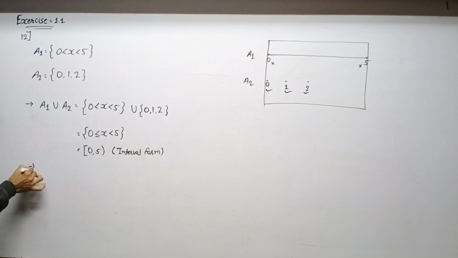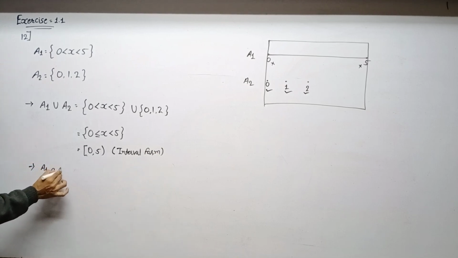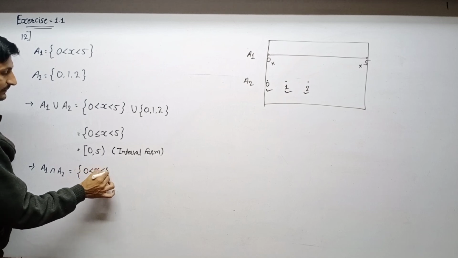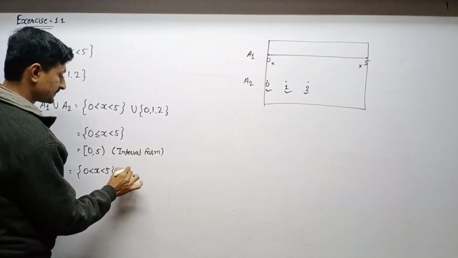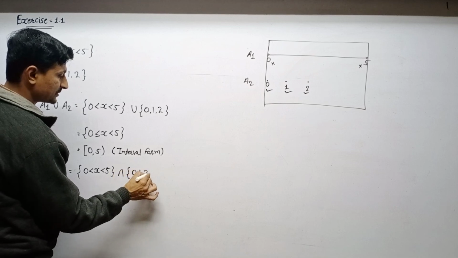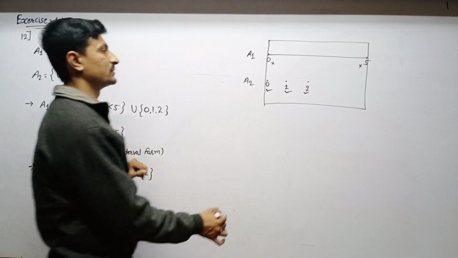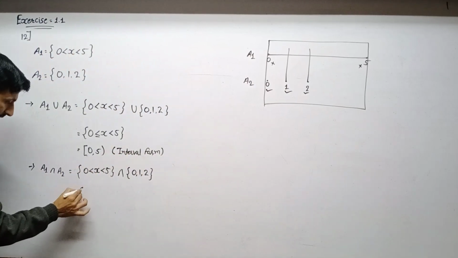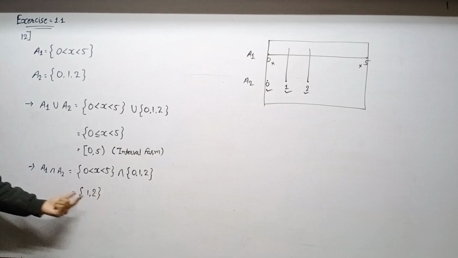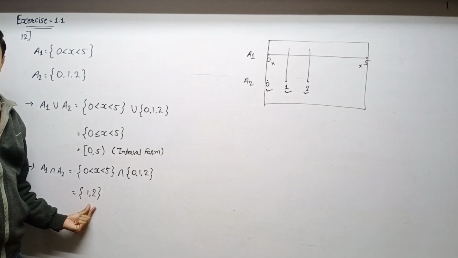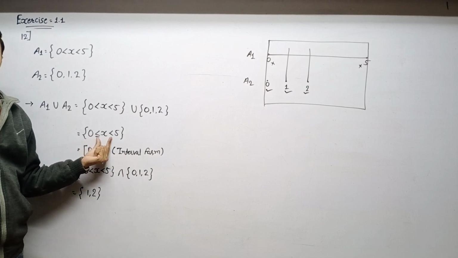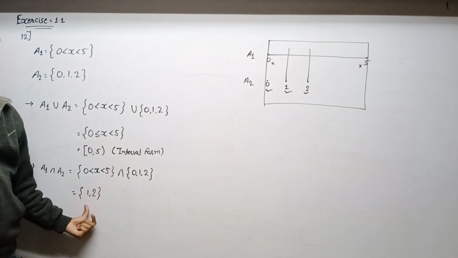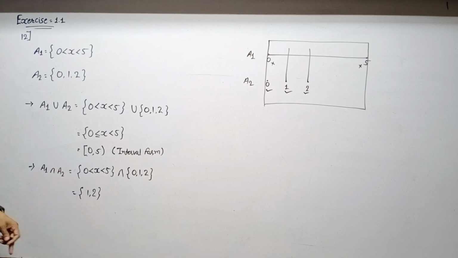Now second, find out the intersection A1 intersection A2. Write the members of set A1, 0 less than x less than 5, intersection sign, another curly bracket, set 2 members 0, 1 and 2. Intersection means common members. 0 is not common, so 1 and 2, only two members will come. So the answer is 1 and 2. There are no limits given between two values here, so interval form is not written. Whenever the values between two limits are given, only then can we write interval form. Since a direct answer came, we did not write an interval. So your answer is 1 and 2. So here we completed question number 12.